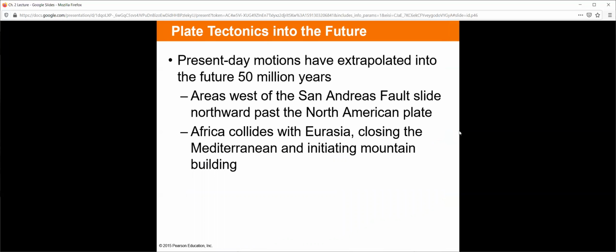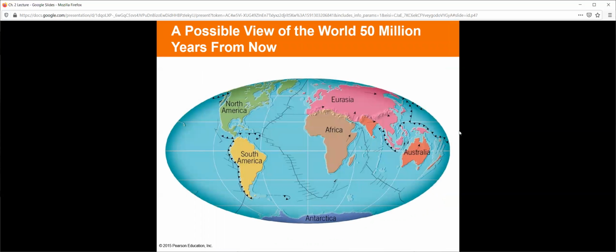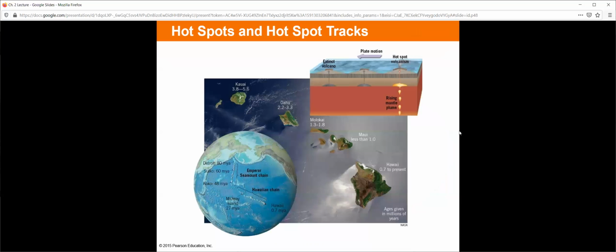Present day motions have been extrapolated into the future, 50 million years from now. So essentially, what's the world going to look like in the next big geologic time jump? Something like this. Notice the Mediterranean and the Red Sea have closed off. India's still punching in there. North and South America have spread further away from Eurasia and Africa. The Atlantic Ocean is a lot larger. And these trends are following current motions in the asthenosphere and the lithosphere. If things decide to change, things will change.